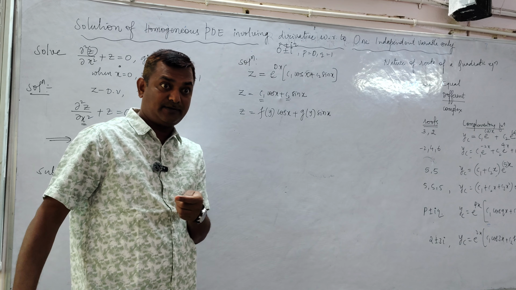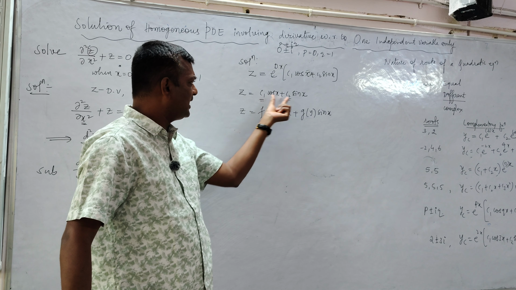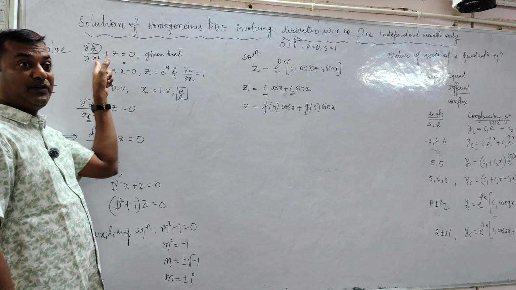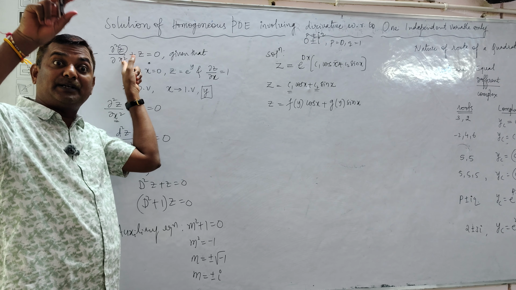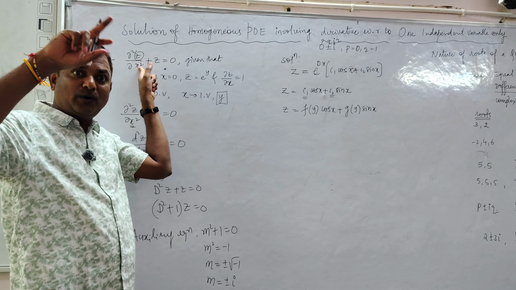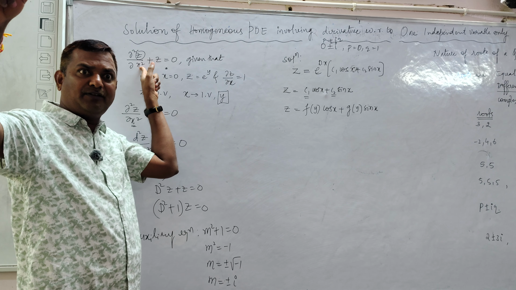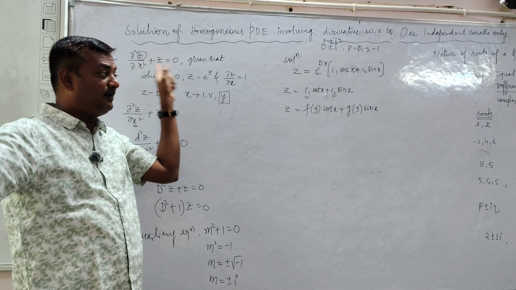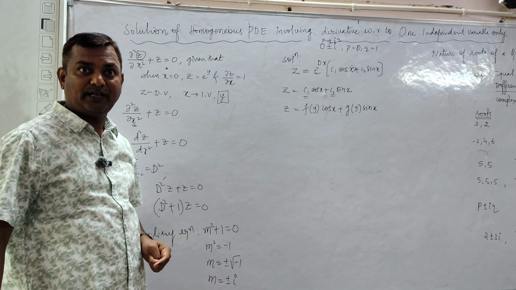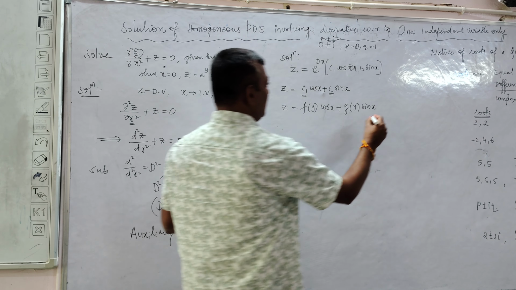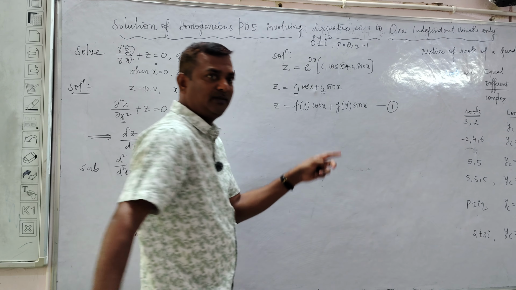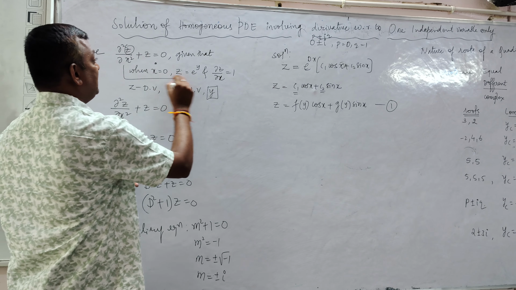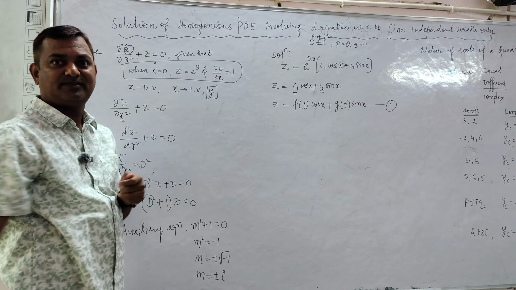Hope you understand this. We are going to replace the constant by a function of y, because it is with respect to x, so we have to integrate with respect to x twice. Once with respect to x, we will add one f of y. Another time integration, you will get another function, so you will get two functions, f of y as well as g of y. This is the solution.